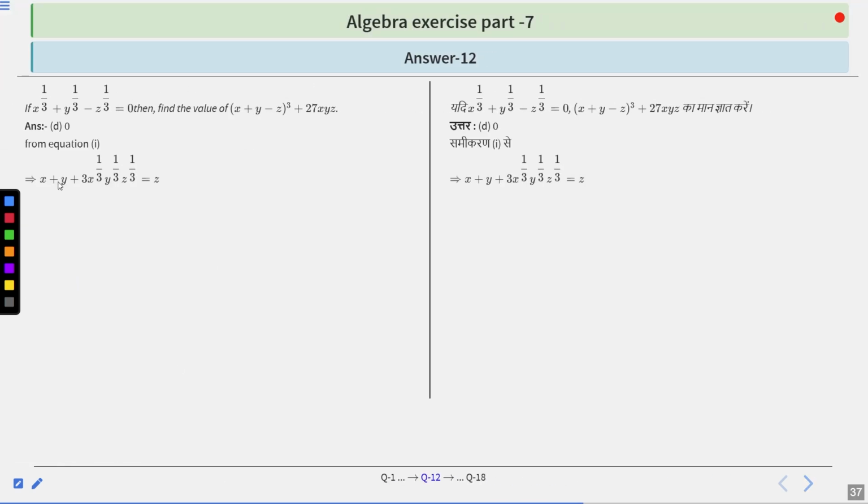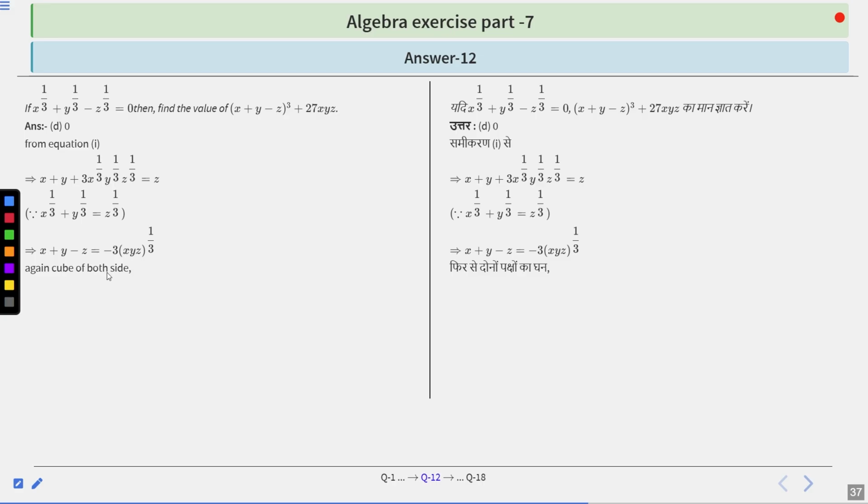Now from equation 1, we can say x plus y plus thrice of x raised to power 1 upon 3 into y raised to power 1 upon 3 into z raised to power 1 upon 3 equals z, because x raised to power 1 upon 3 plus y raised to power 1 upon 3 was equal to z raised to power 1 upon 3 from the equation given in the question already. So x plus y, taking z to the left hand side, it becomes minus z, equals this thing going to the right hand side becomes negative, that is minus thrice of x into y into z whole power 1 upon 3.